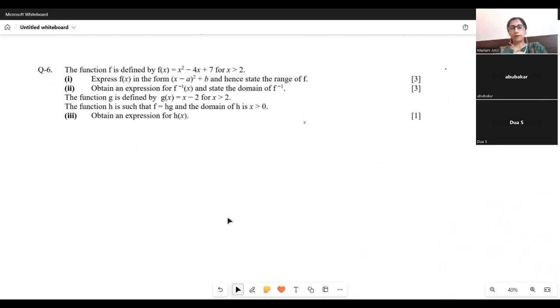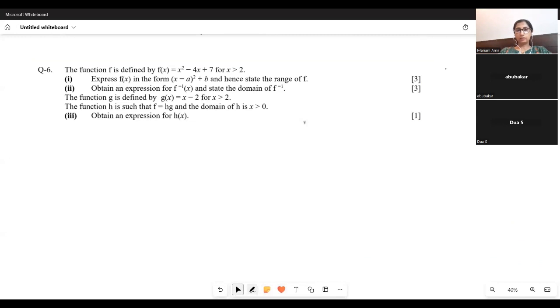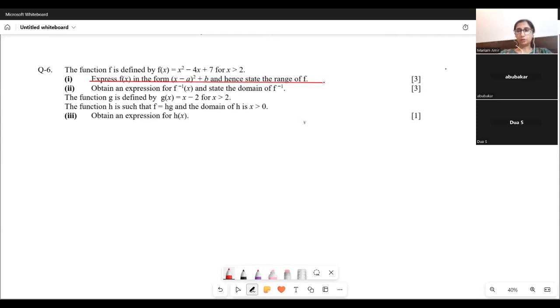Function f is defined by f(x) equals x square minus 4x plus 7 for x greater than 2. Express f(x) in terms of (x minus a) whole square plus b and hence state the range of f. This is from quadratics. We've done many questions like this before. Let's just quickly go over that.